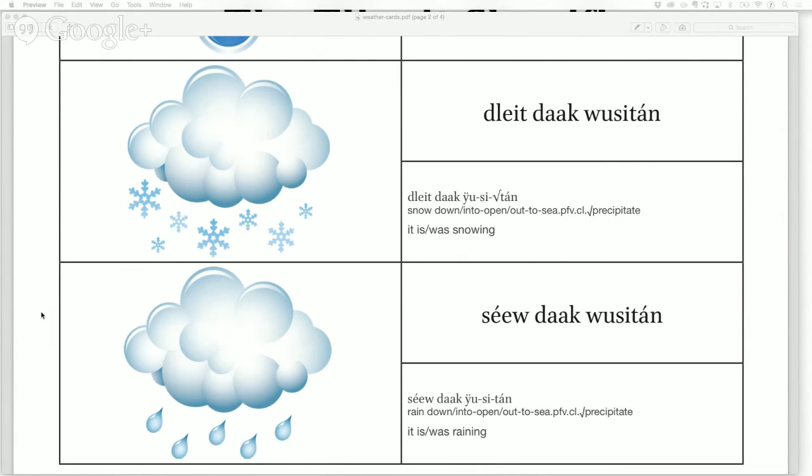And if it's really super fine snow that really just sort of drifts around, Kledyetki da husetan. Snow babies falling.